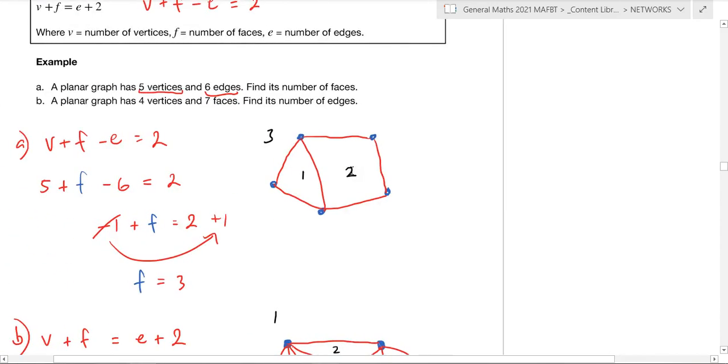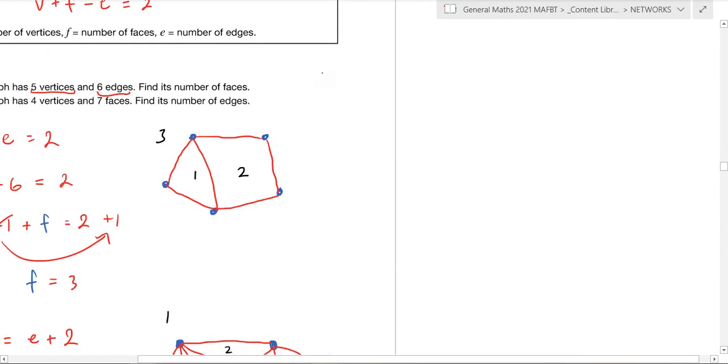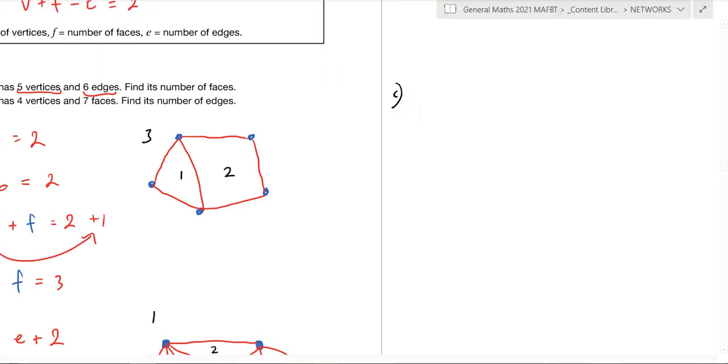Okay, so a planar graph has, let's see if I can make one up on the spot. Call this C. Okay, let's make this one up. A planar graph has, let's go with 6 faces, and actually let's make it a bit easier. 6 is a bit much. Let's go 4 faces, and let's go with, trying to make this up on the spot, guys, 6 edges.